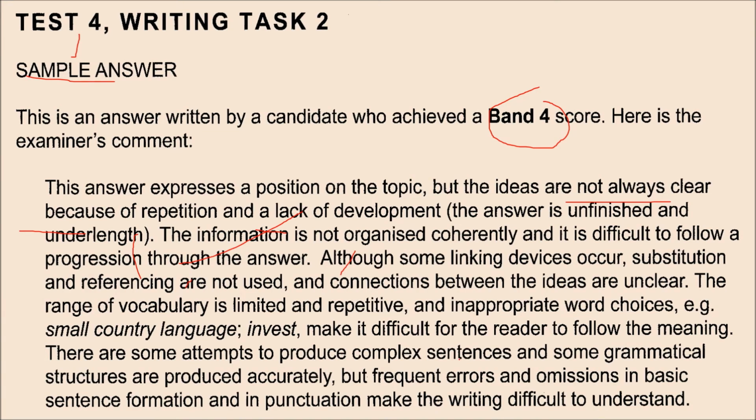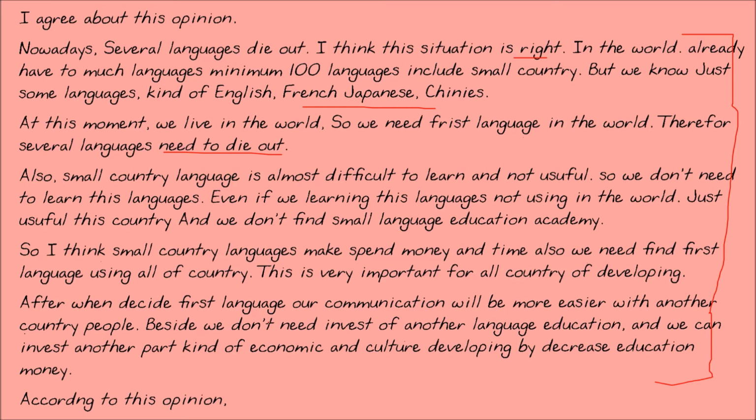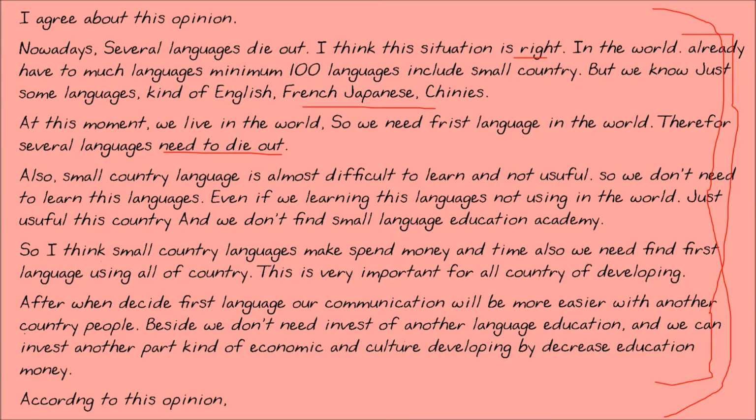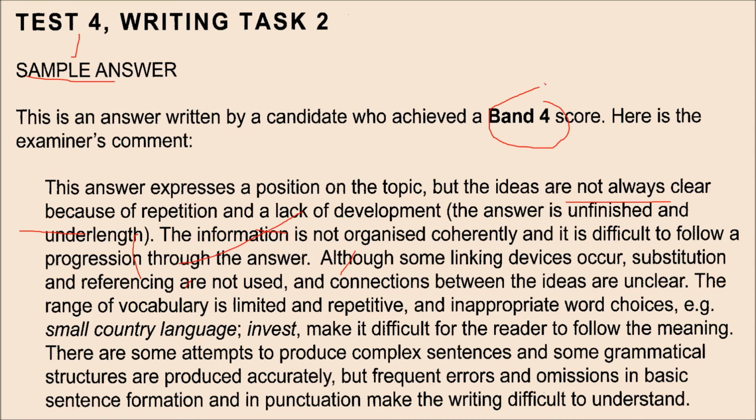There are some attempts to produce complex sentences and some grammatical structures are produced accurately. But frequent errors and omissions in basic sentence formation and in punctuation make the writing difficult to understand. So nobody can understand what the writer actually wants to say or convey on this topic. That is why he has got a score of band 4, which in the IELTS scenario is considered not very good.